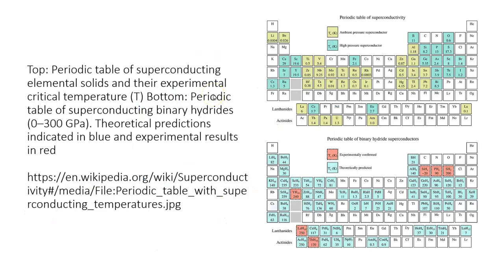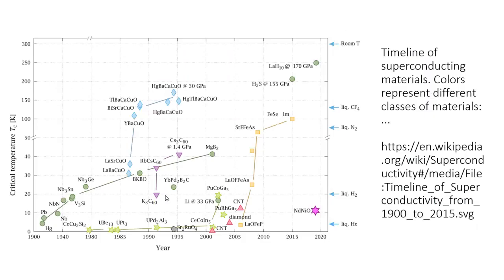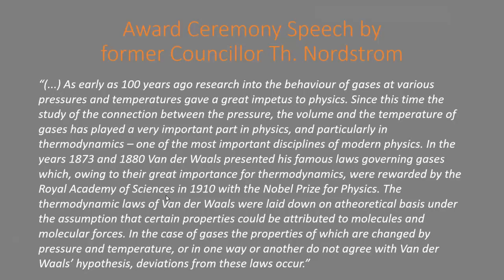Here you see a periodic table of superconductive elements with an experimental critical temperature. Here you can see, well, you can read yourself. If you want to study this more closely, you can pause the video. This is also coming, by the way, from Wikipedia, as is this picture. Then we go to the award ceremony speech by former Counselor T.H. Nordstrom, summarized by me again.